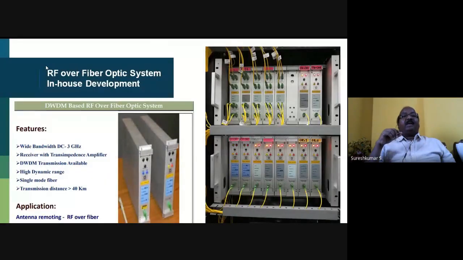Coming to the actual systems, GMRT has an in-house developed optical transmitter and receiver, which is using dense wavelength division multiplexing, and works for 3 gigahertz bandwidth and high dynamic range and supports 40 kilometer distance. And the overall system for antenna remote application is about $1,600 without multiplexing, only transmitters and receivers.